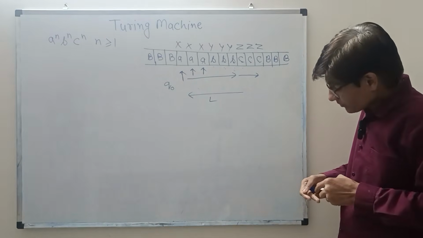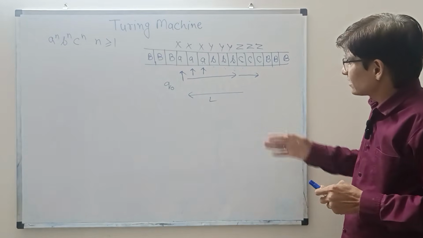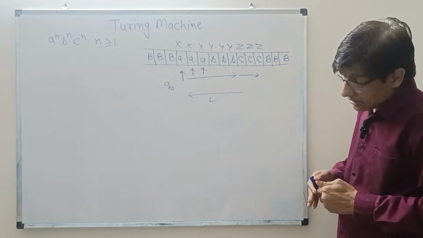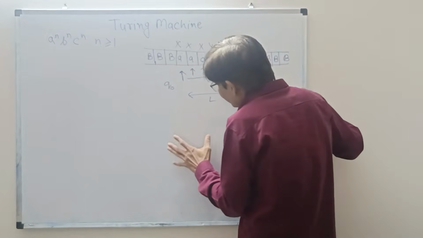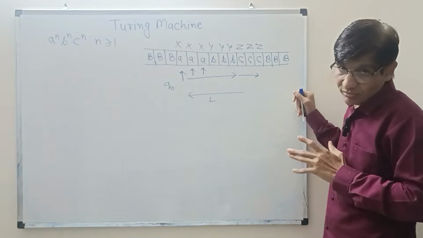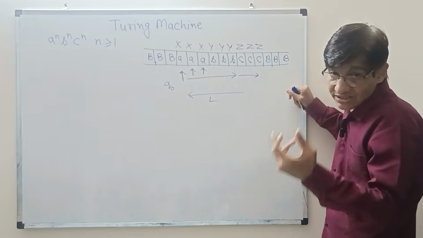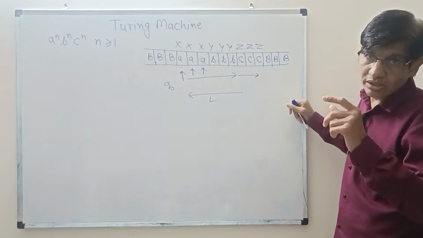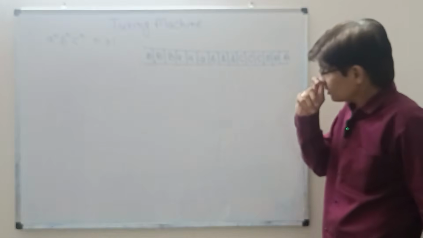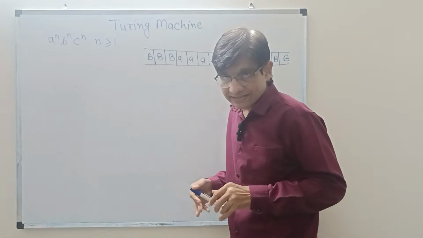So this is the way you will create the Turing machine. Now I will tell you how to create the transition diagram of this Turing machine. I hope the logic of this language is very clear. If you have any doubt, you can always write to me in comments. Now we will start our processing.